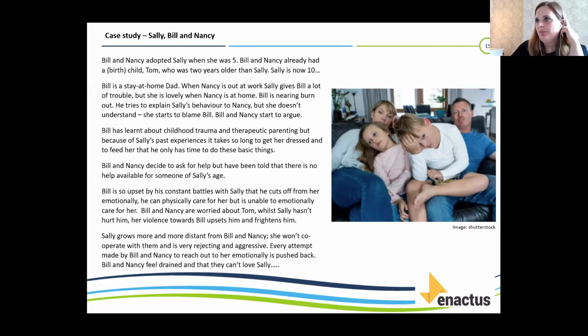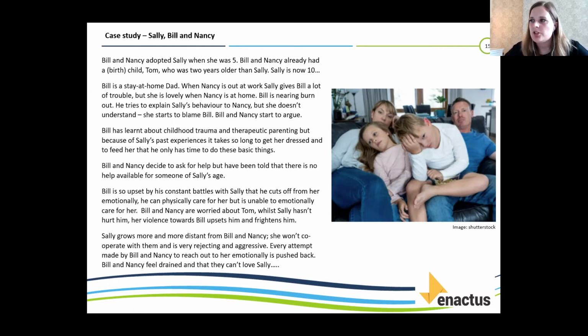So Bill and Nancy adopted Sally when she was 5. They already had a birth child called Tom, who was 2 years older than Sally, and Sally is now 10. Bill is a stay-at-home dad, and when Nancy is out at work, Sally gives Bill a lot of trouble, but she's lovely when Nancy is at home. Bill is nearing burnout. He tries to explain Sally's behaviour to Nancy, but she doesn't understand. She starts to blame Bill, and Bill and Nancy start to argue.